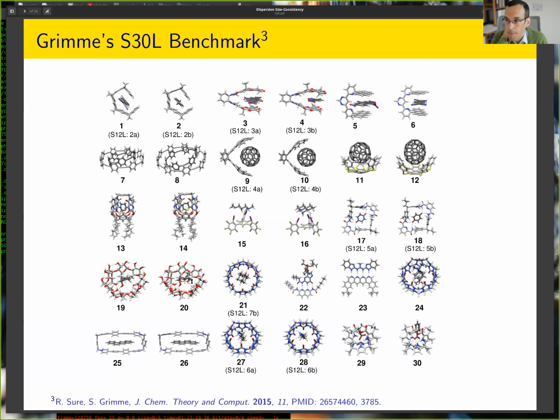So a particularly nice benchmark for dispersion interactions is this S30L benchmark by Grimme. It's about 10 years old, and the L stands for large. So these are systems with up to 200 atoms. And they're all non-covalently bound. Some of them try to mimic different classes of dispersion interactions. Some are more hydrogen bonded, others are sort of purely dispersion, like these buckyball catchers here.